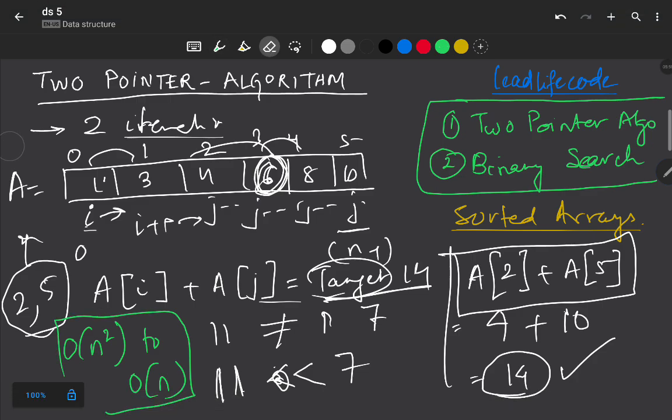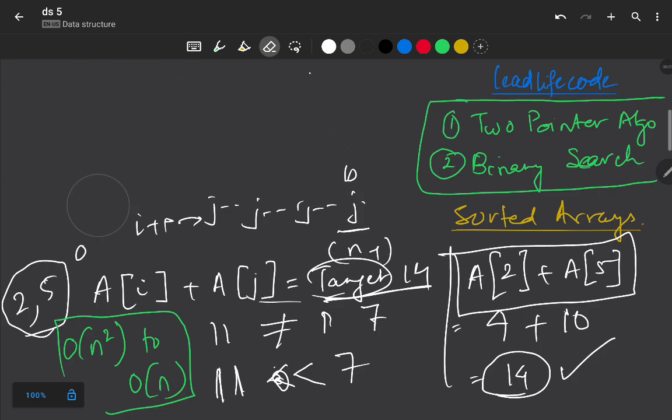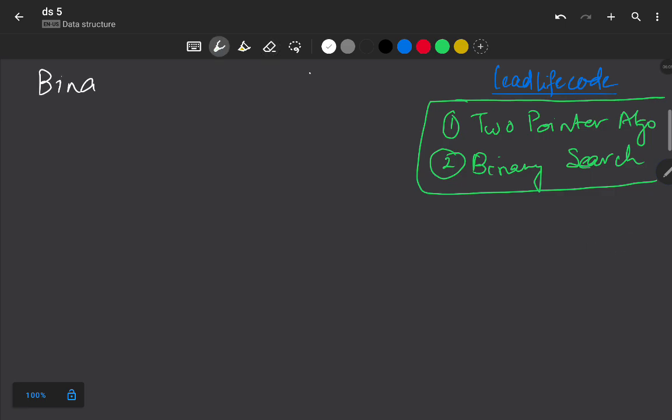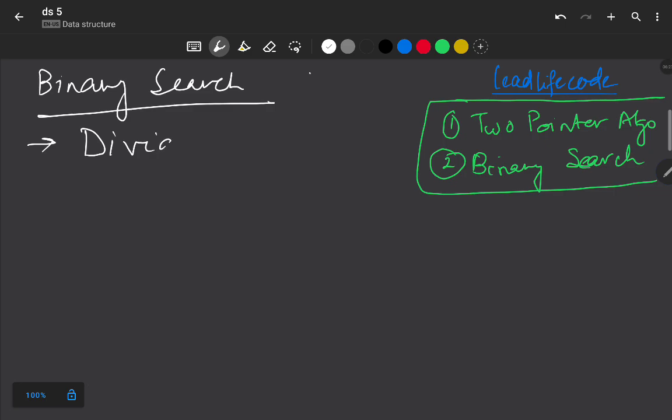Let us go to the next one, that is binary search. So in binary search, which is very heavily asked in a lot of interviews, is working on a rule you can think around: divide and then process. So what do we mean by that?